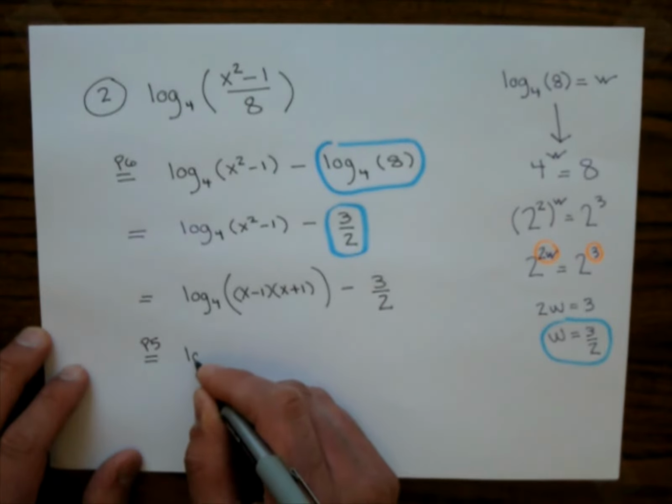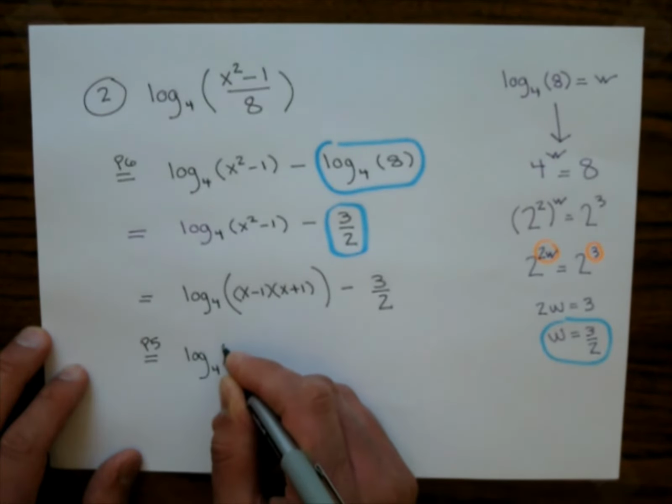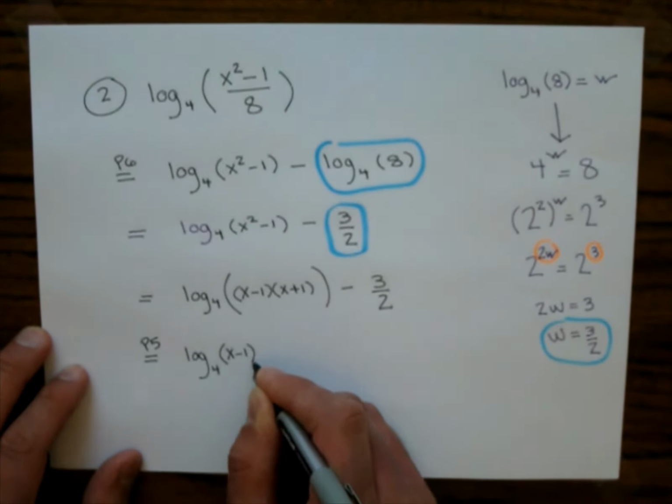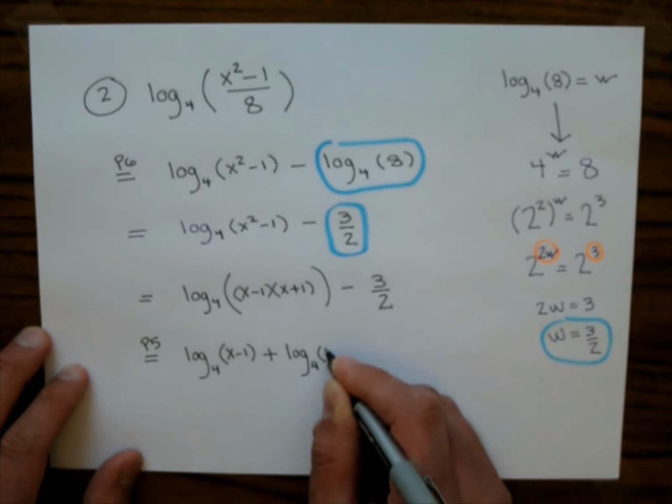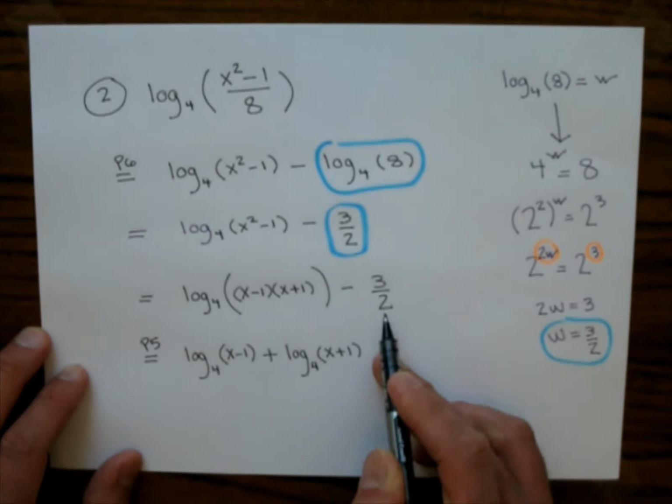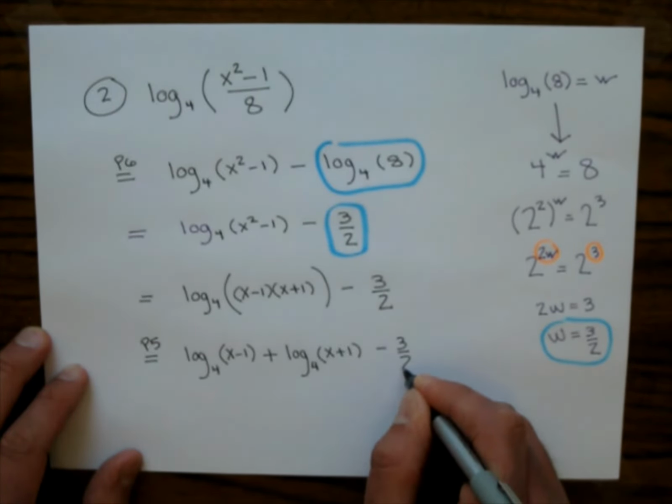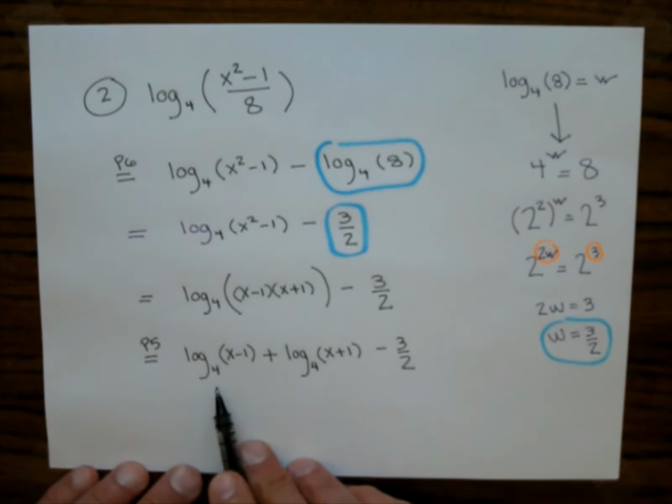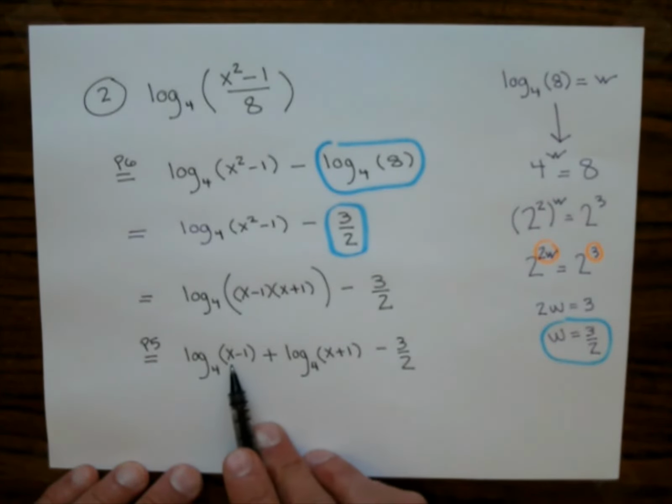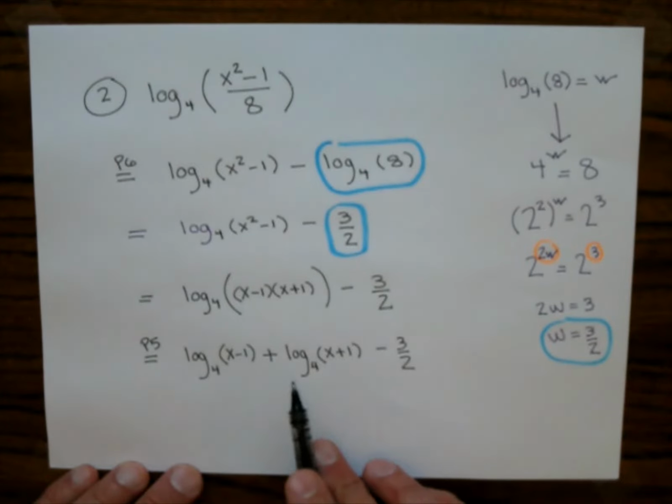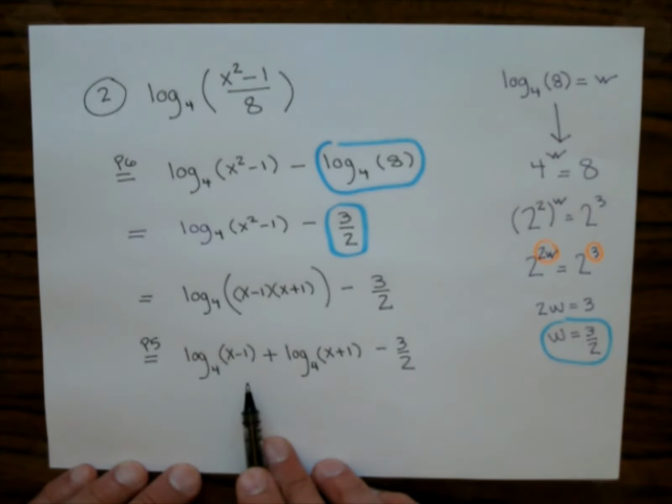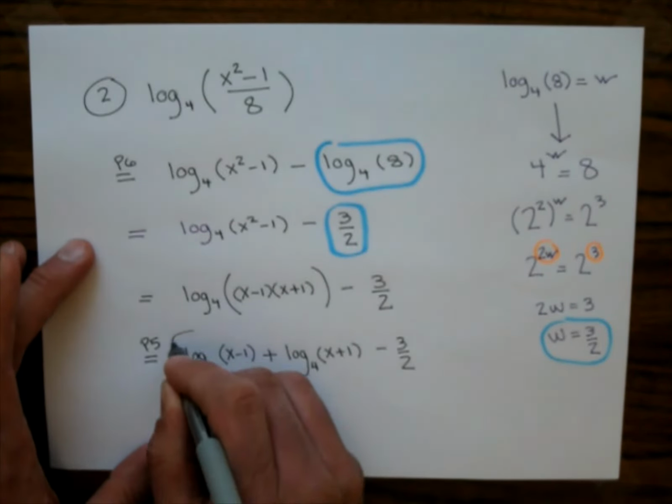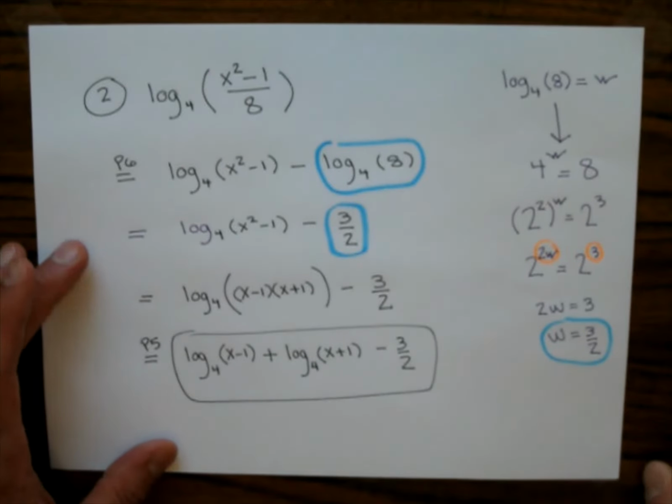And so this is log base 4 of x minus 1 plus log base 4 of x plus 1, and then we have this minus 3/2. So there's no common base between 4 and this variable, so we have to keep these guys the way they are, but we don't have any products, quotients, powers, or roots within the arguments of these two logs. So that completes problem number 2.